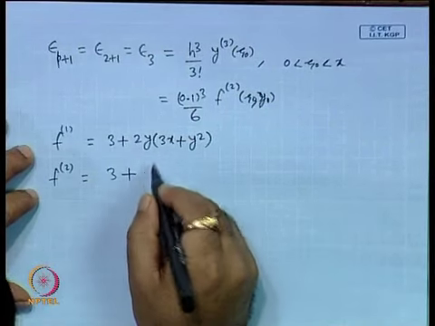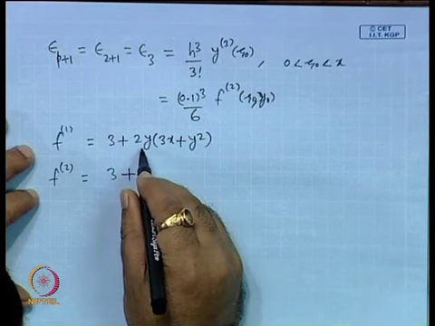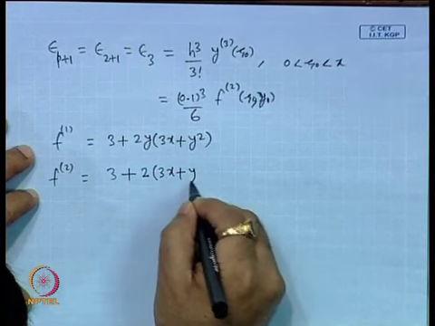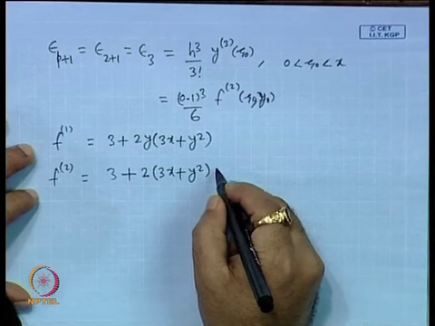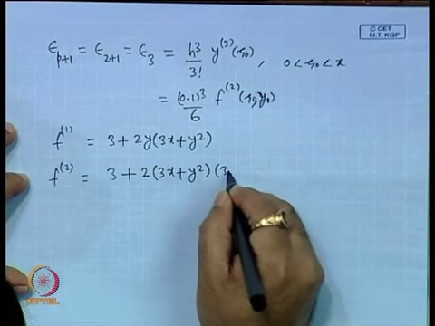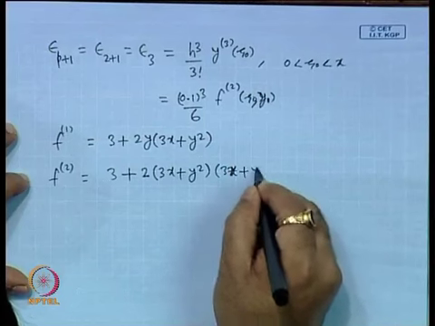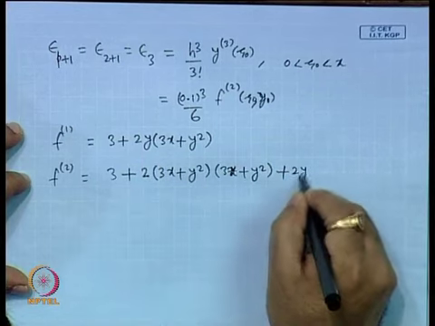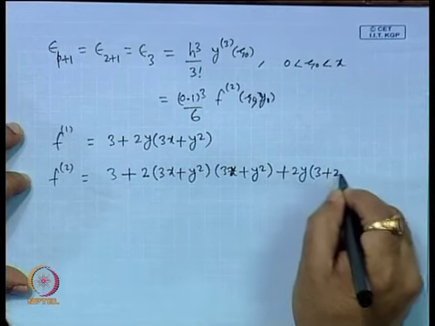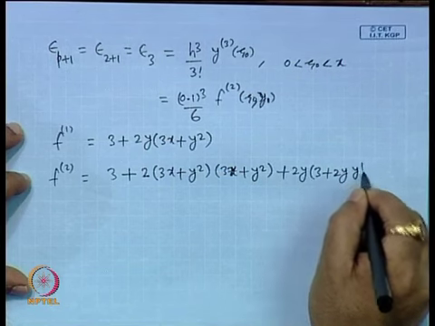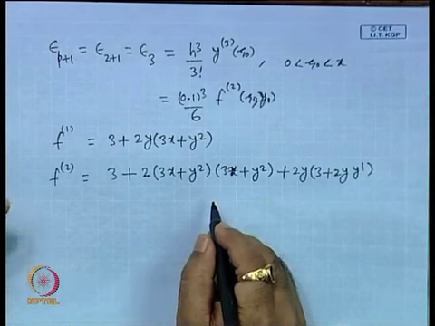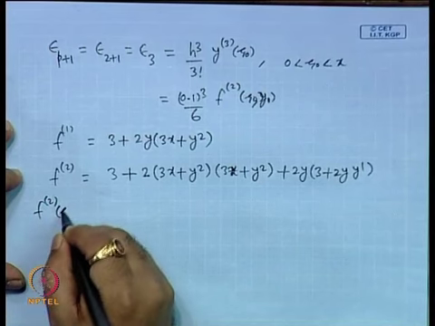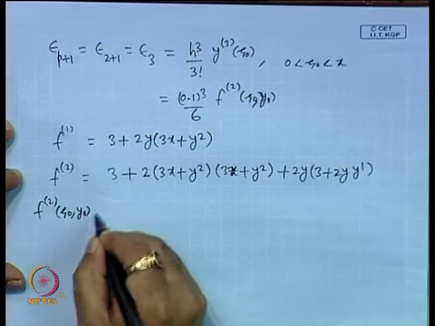3 plus 2y prime, that is 2 3x plus y square I am keeping, y prime is f. So, that is 3x plus y square plus 2y into 3 plus 2y y prime. Okay. Right. So, let us compute this f2 at zeta 0, y 0.